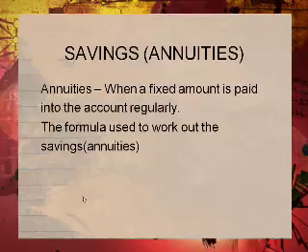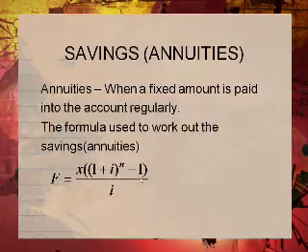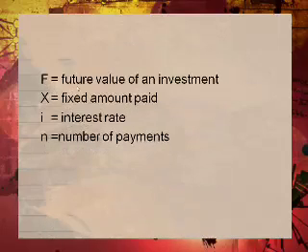The formula used to work out the savings or annuities is this formula, and it will be given to you. Let me explain this first. F means the future value of an investment. X means the fixed amount paid, that monthly payment. With MathLit, we just treat X as monthly. We never go like after 2 months, after 6 months. It's always after a month. I is the interest rate. N is the number of payments. It's not the period, it's the number of payments. How many payments did you put in?